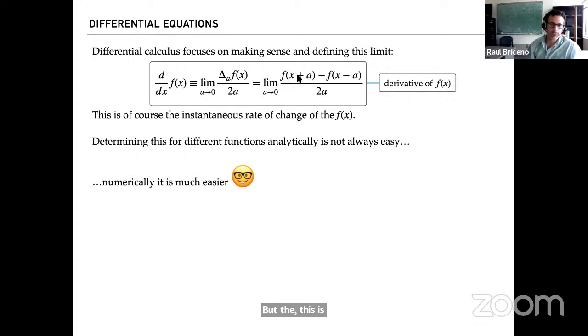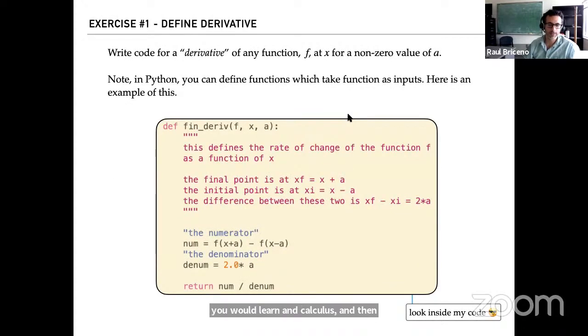But this is, in general, not an easy thing to evaluate analytically. And in fact, that's the whole point of this first semester of calculus, teaching you how to evaluate this analytically. But numerically, this is very easy. And it's going to take me just one course, basically, to teach you a lot of the things that you would learn in a formal calculus class, just doing it numerically.